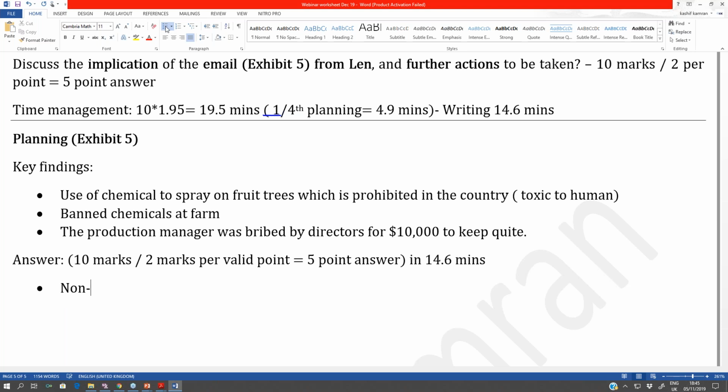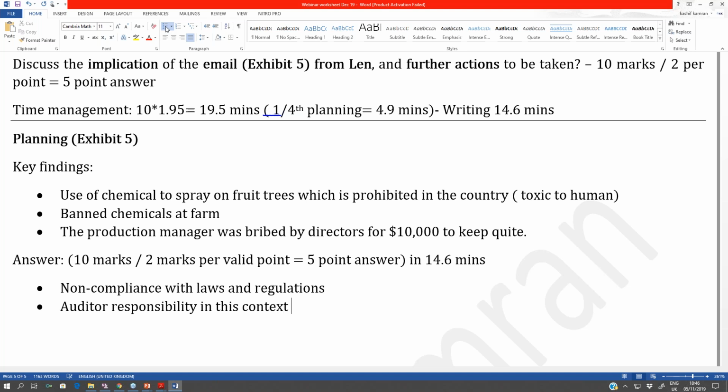the non-compliance with laws and regulations, because the company was using some banned chemicals. So the first implication is that there was a non-compliance with laws and regulations. And if there is a non-compliance with laws and regulation, what is the auditor responsibility in this context? As being the auditor of this company, when you identify that there is a non-compliance with laws and regulation, what is your responsibility as an auditor? So that will also fall under the implication, that what should you be doing as an auditor? So auditor responsibility in this context.